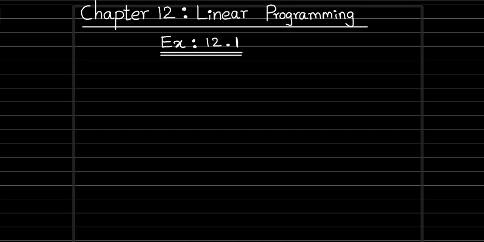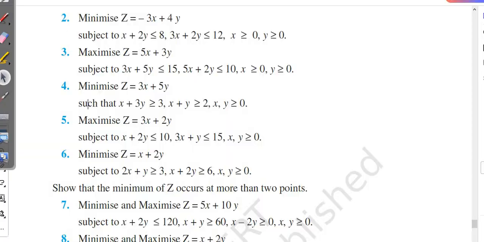In this video, we are going to see CBSE Maths Grade 12 Chapter 12 Linear Programming, exercise 12.1, third sum. The given question is: solve the linear programming problem graphically. We are going to solve it graphically and get the solution. Maximize z equal to 5x plus 3y.